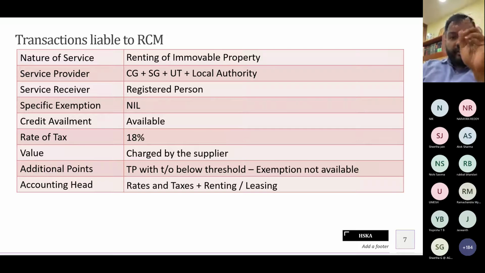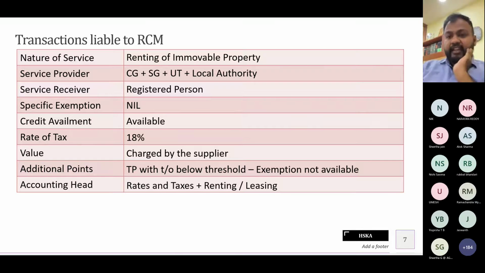Look at the difference between the earlier slide and this slide. In the earlier slide, which was any services other than renting, you should have been a business entity. If you are a business entity having a turnover less than the threshold, you are not required to pay tax. In this case, whether your turnover is less or more, as long as you are a registered person under the GST law, you are required to pay tax under reverse charge mechanism.